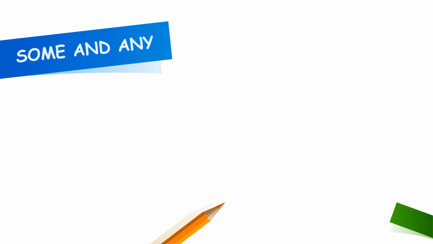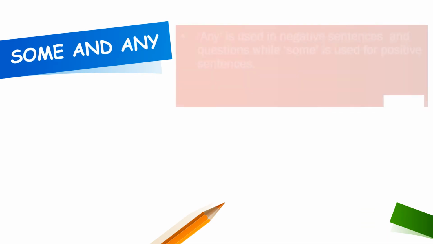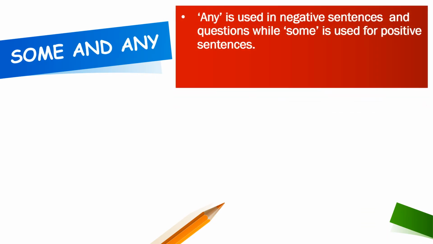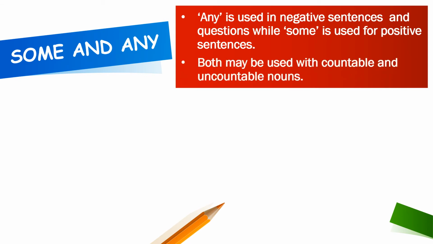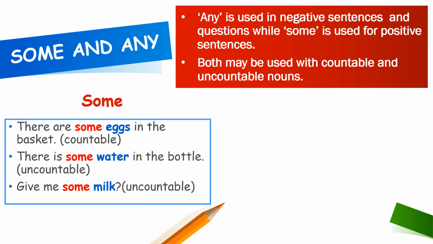Let's focus on the usage of quantifiers some and any. Any is used in negative sentences and questions, while some is used for positive sentences. Both may be used with countable and uncountable nouns. For example, there are some eggs in the basket. So we can count the number of eggs.